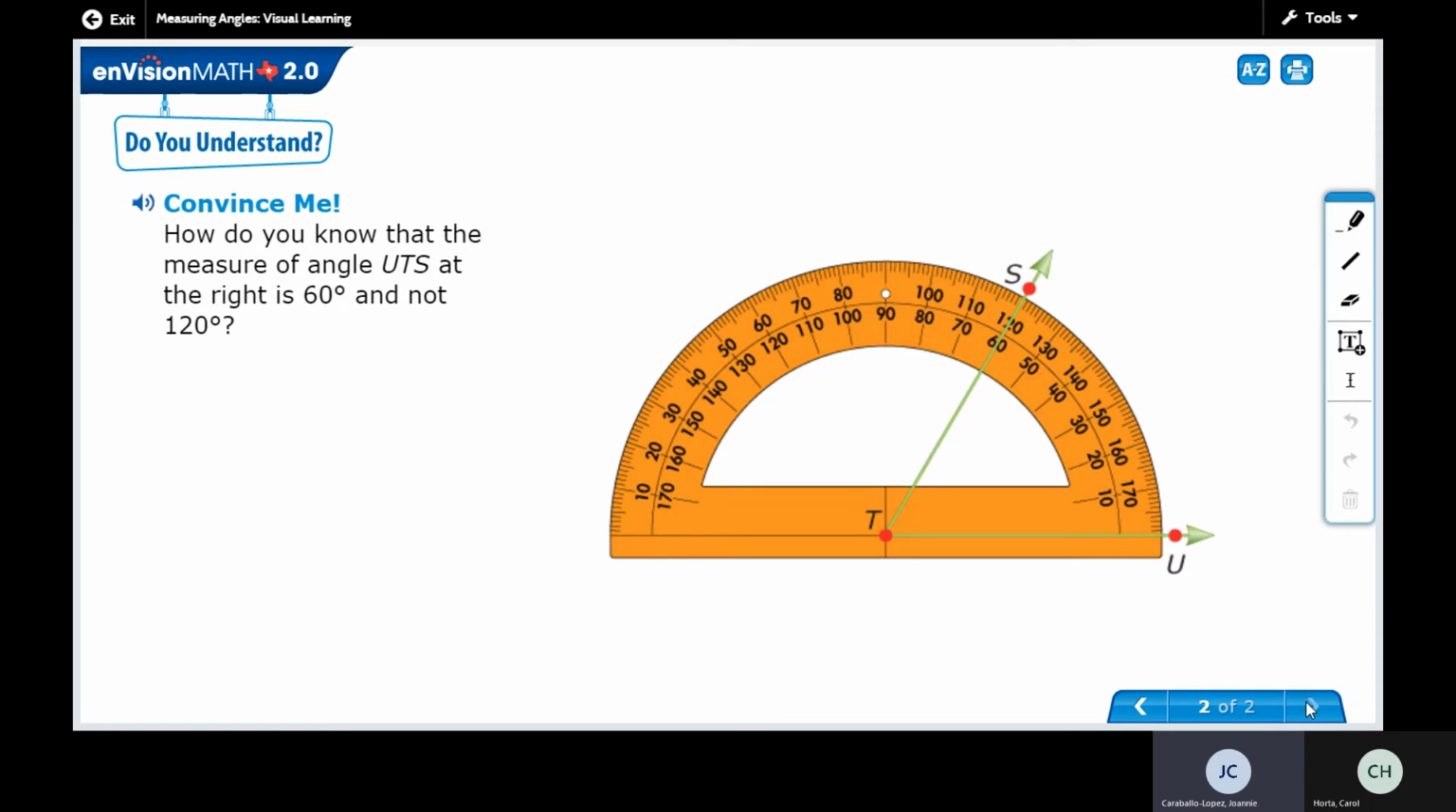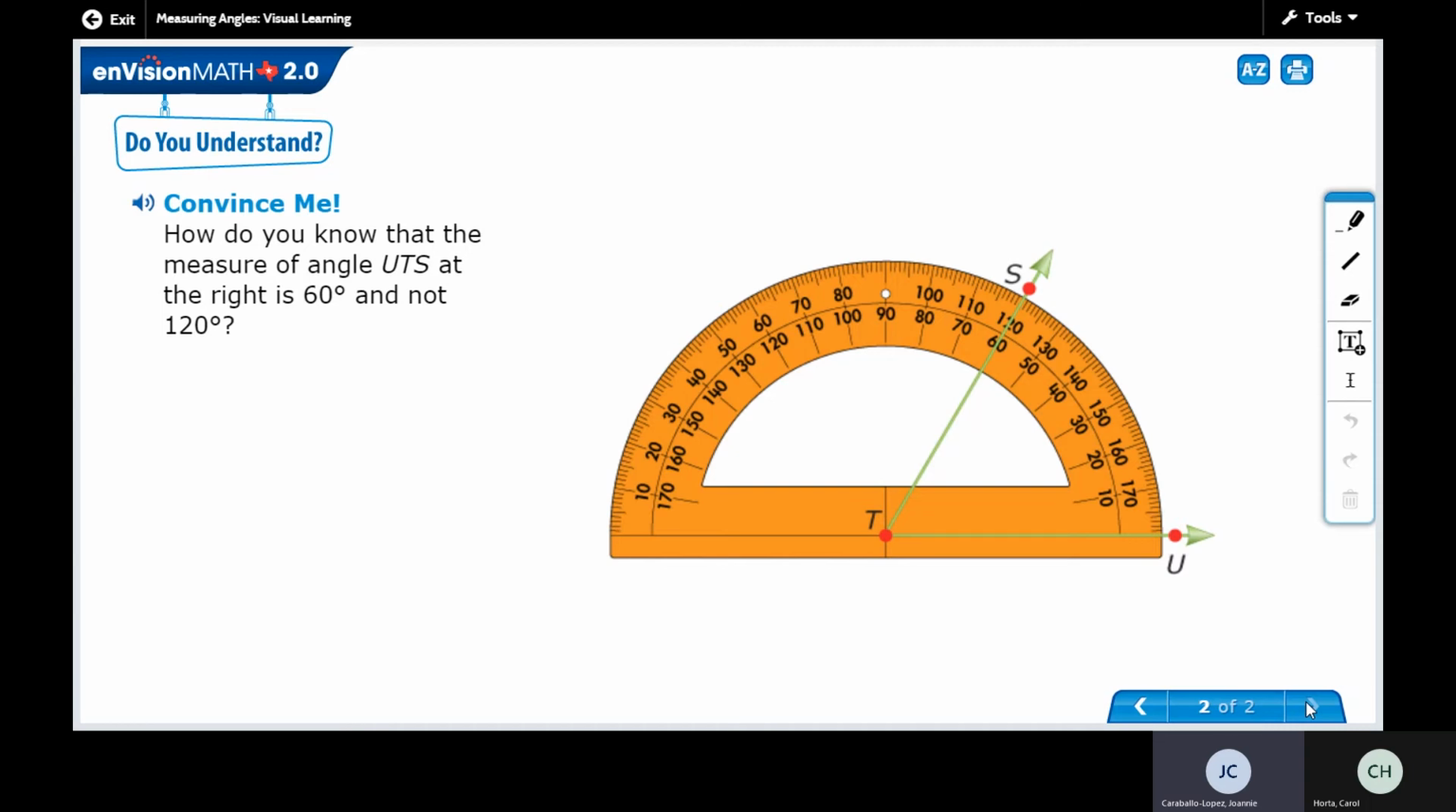So tell me, what is the answer? Is it 60 or 120? First of all, what kind of angle is this? Acute. So if this is an acute angle, it cannot be 120 degrees. So it's 60. Now look at the measurement. Look at the vertex. This is the vertex. The vertex is T. Look right here, please. Okay? This starts at 0. We're going to start counting on the bottom. Since it starts here, let's start 0, 10, 20, 30, 40, 50, 60.